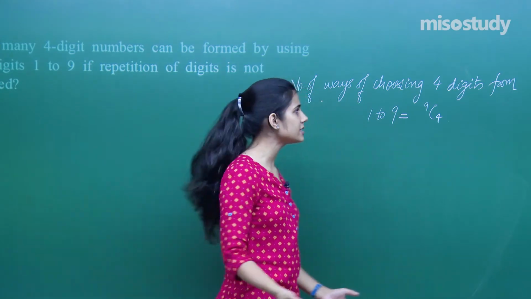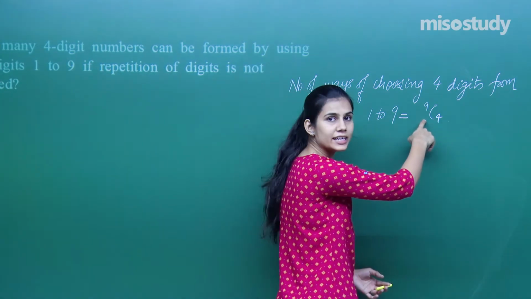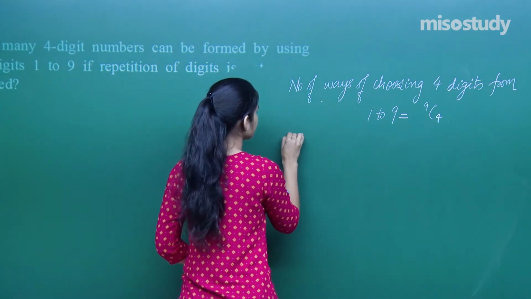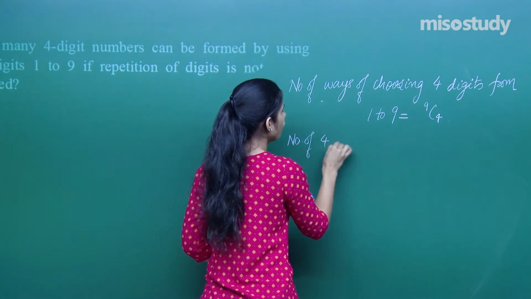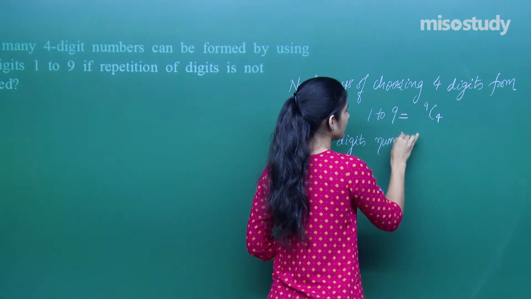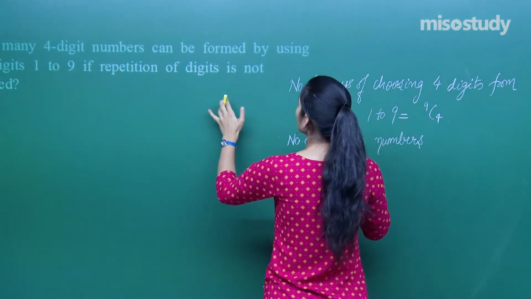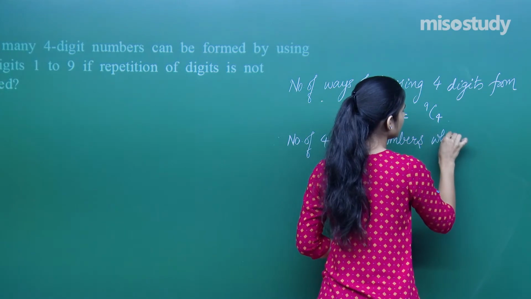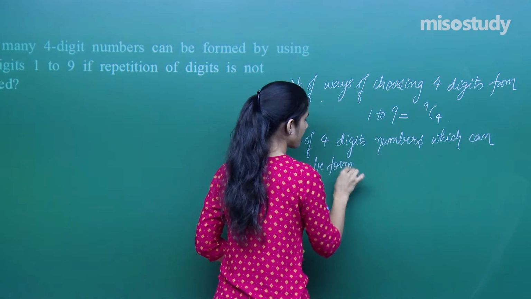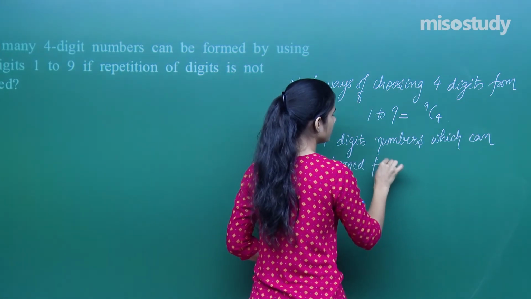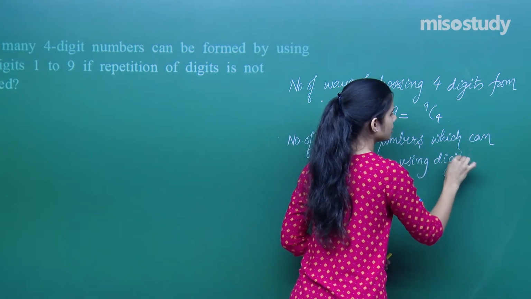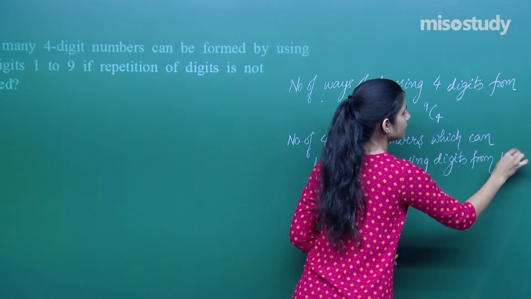That is something very obvious. Now, corresponding to each of these selections, I am getting 4 factorial 4 digit numbers, and therefore, the number of 4 digit numbers which can be formed from using digits from 1 to 9.